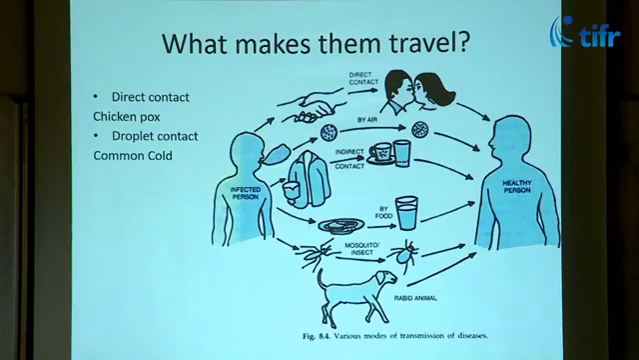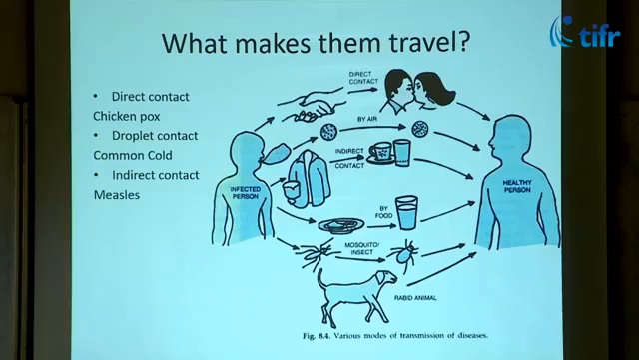Great, thanks. So yeah, where were we? Droplet contact. The next way by which viruses can travel from an infected person to a healthy person is by air, through droplet contact. The disease that is spread this way is called the common cold.